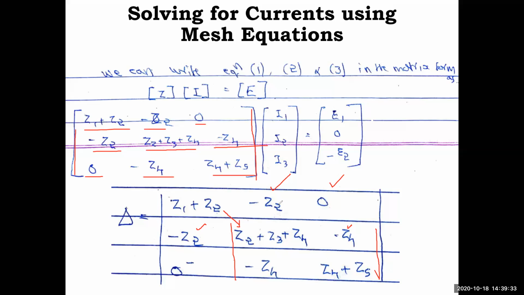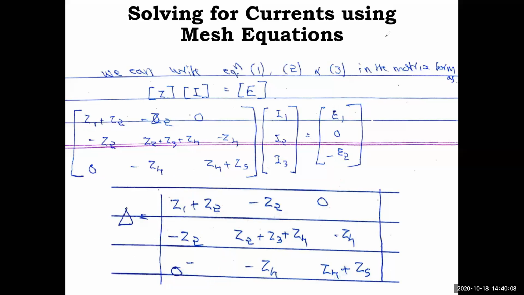Similarly, we will find out delta 1, delta 2, delta 3. What we are going to do in delta 1 is the first column will be replaced by the right side coefficients, that is E1, 0, minus E2, and we keep the remaining same. We will find the new value of delta 1. Similarly, to find delta 2, we substitute this in the middle column and the remaining two columns will be unaltered. Similarly, for delta 3 we substitute in this column and these two will be as they are. So this is how we will find out the three.